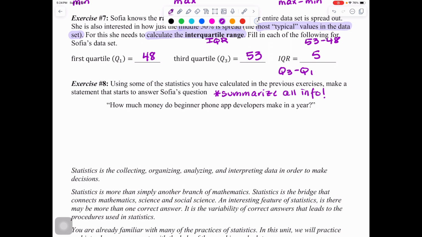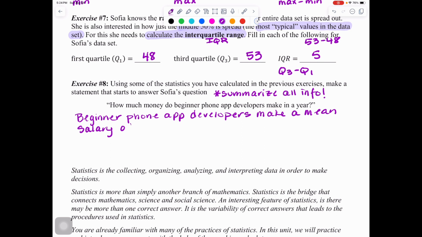So we're talking about beginner phone app developers. So we'll say beginner phone app developers make a mean, or average, salary of $50,800, and a median salary of $52,000.